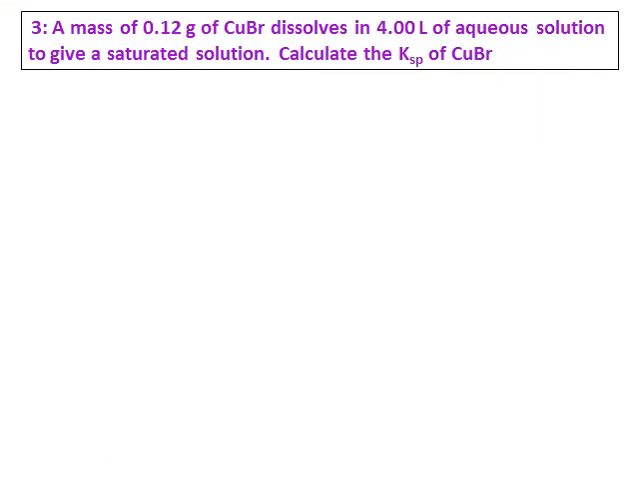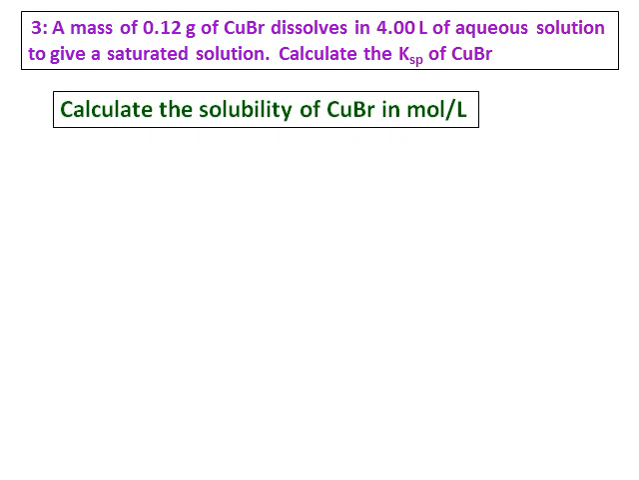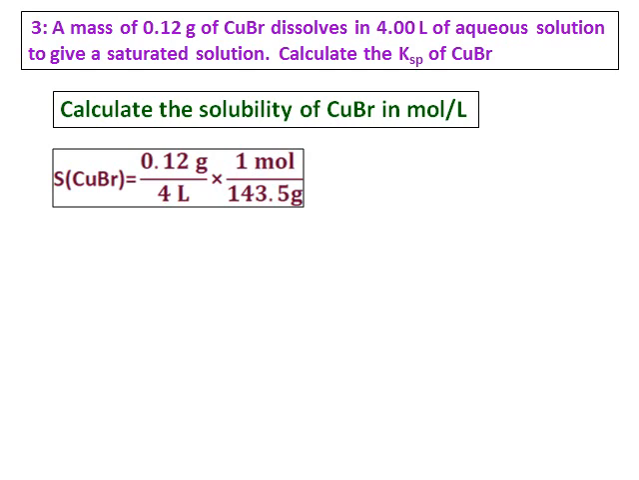A mass of 0.12 gram of copper bromide dissolves in 4 liters of aqueous solution to give a saturated solution. Calculate the KSP of CuBr. So now you are going to get a question where mass is given and you will be asked to calculate the solubility product. So the first step you will do will be to calculate the solubility of CuBr in moles per liter. So first the mass is given and the volume is given.